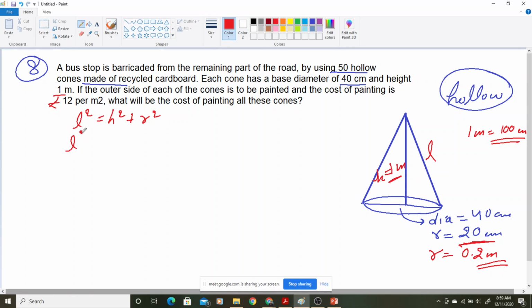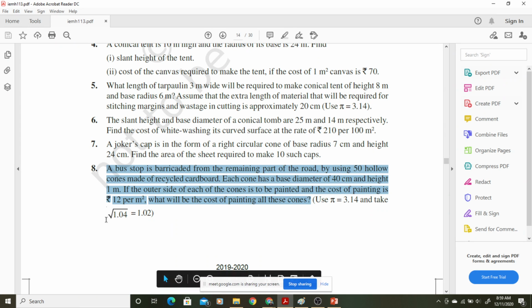So that means L square will be equal to, how much H is given? 1. So 1 square plus R is given 0.2, 0.2 square. So L square will be 1 plus the square of 0.2, how much will you get? 0.04. So L square will be 1.04 meter. Sorry, it is square till now. We have to convert it. It is 1.04.